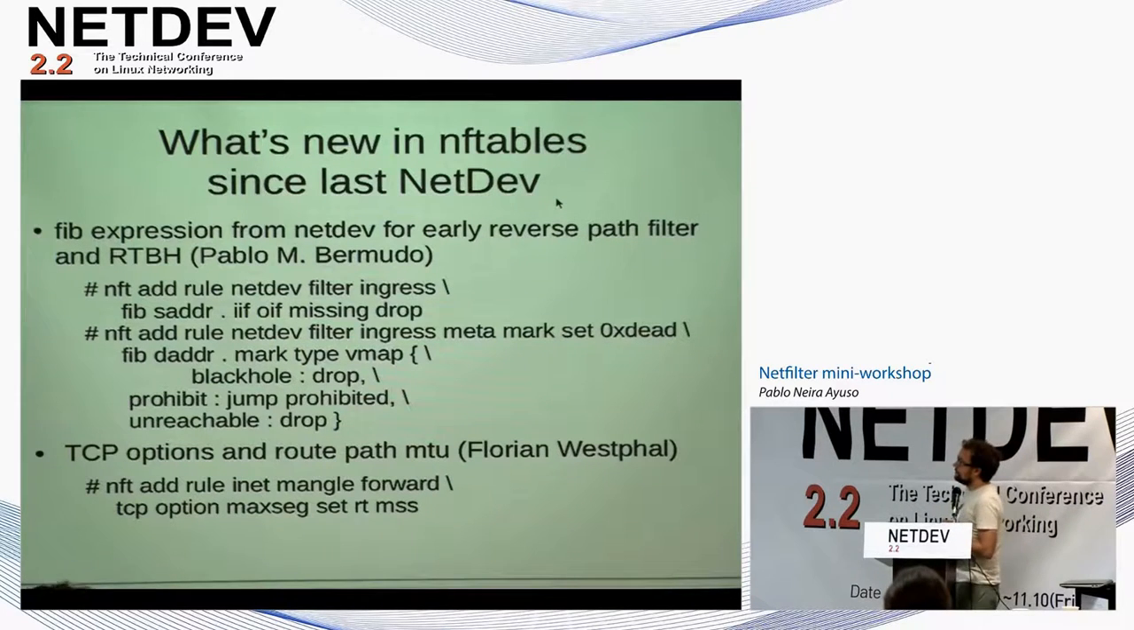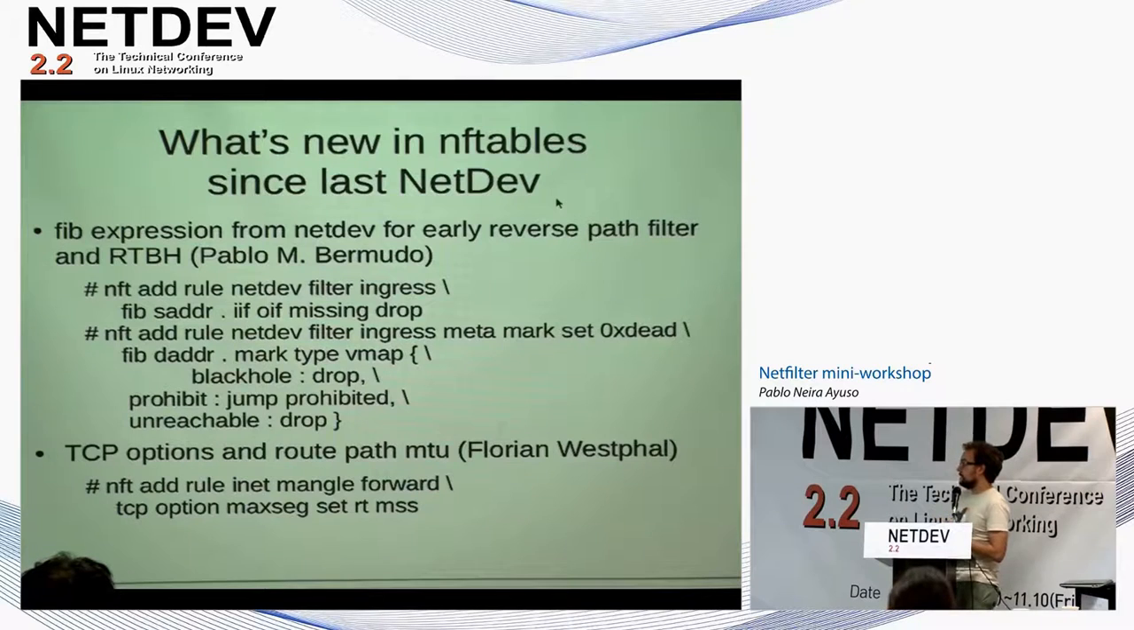So the main work, this is work that Florian already made, but the new thing here is that Pablo Bermudo, who has been working under the Google Summer of Code program, added the support for this at the ingress hook, so we can now perform the main feature for this, which is early reverse path filtering. So we can perform earlier reverse path filtering, not needing to do this in prerouting anymore. And again, access all the features that this powerful FIB expression provides.